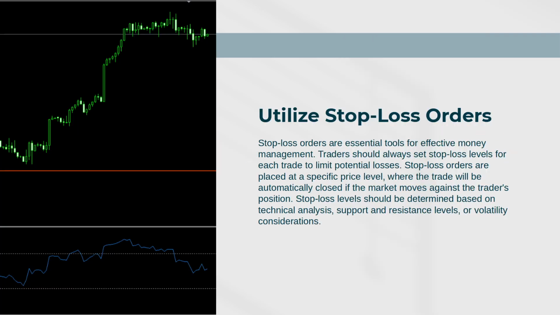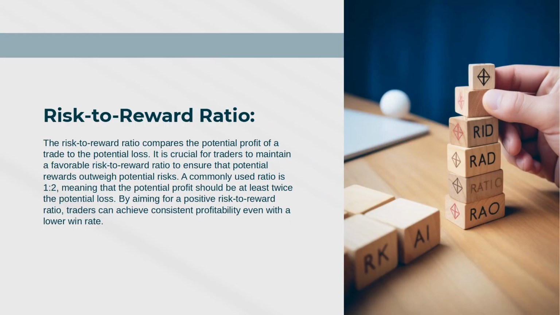Utilize stop-loss orders. Stop-loss orders are essential tools for effective money management. Traders should always set stop-loss levels for each trade to limit potential losses. Stop-loss orders are placed at a specific price level, where the trade will be automatically closed if the market moves against the trader's position. Stop-loss levels should be determined based on technical analysis, support and resistance levels, or volatility considerations.